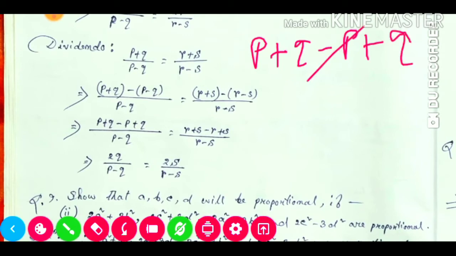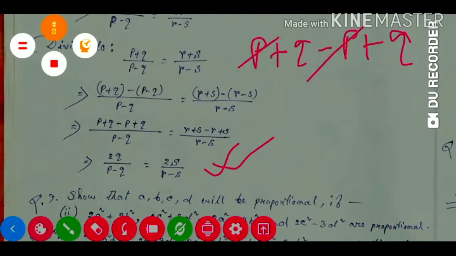So here p will be cancelled, and what remains is q plus q, which is equal to 2q. Similarly, this part will be 2s. So this one is finished.